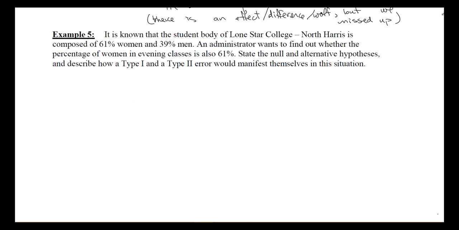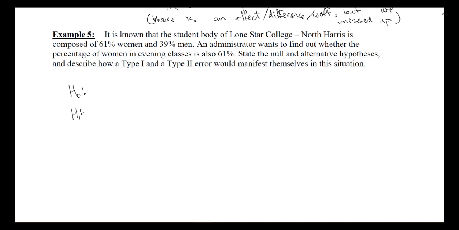Okay, we have a fact, which is that in the student body of Lone Star College North Harris, whatever particular time I looked this up, it was 61% women and 39% men. And let's say an administrator wants to find out whether the percentage of women in evening classes is also 61%. Okay, so let's write our null and alternative hypotheses and figure out what would happen in these various kinds of errors. Okay, so we want H0 and H1.